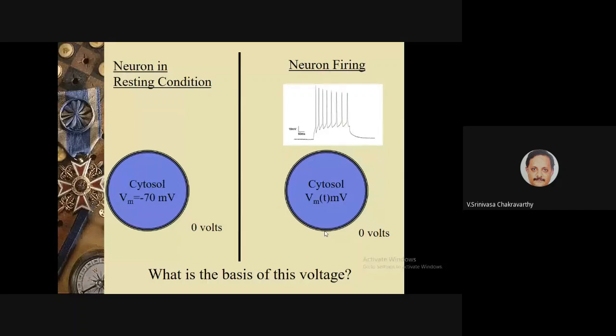A neuron can be in the resting state where its voltage is at a constant level. A typical value is about minus 70 millivolts. It can vary from neuron to neuron, minus 60, minus 80, minus 90 also. But minus 70 is a typical figure, so let us stick with that.